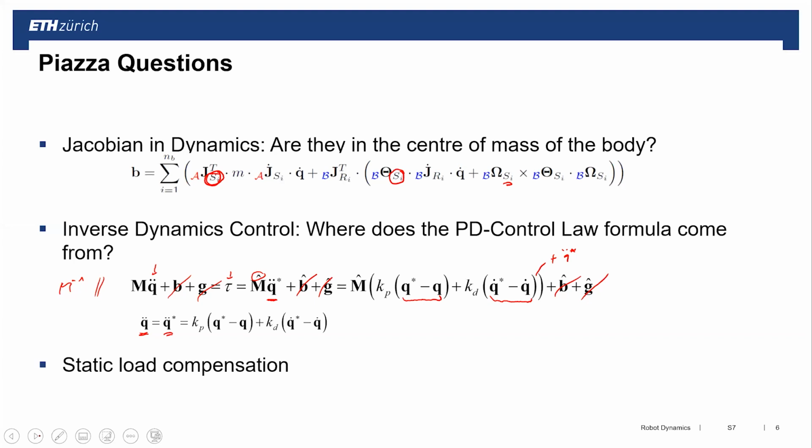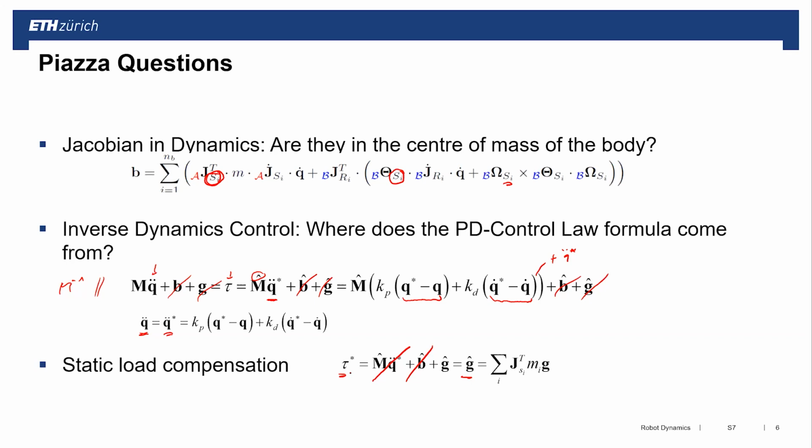And then the last one was related to static load compensation. This is something that I see very often happening also in the exam. Static load compensation is, I look at my tau, and I know my system is not moving, so I get this to 0 and this to 0, so all I'm ending up with is my gravity part. And then people still add somehow the mass of the individual links to calculate this torque.